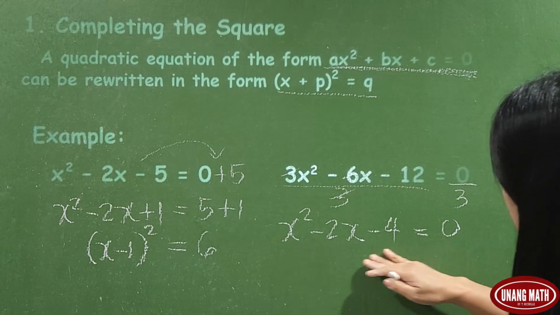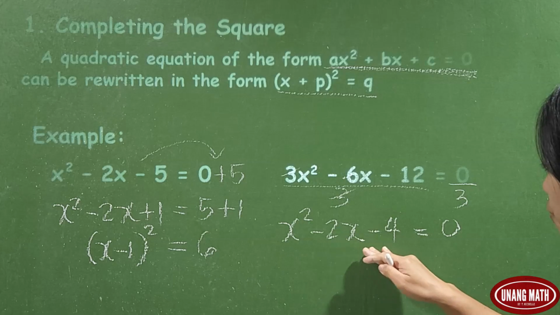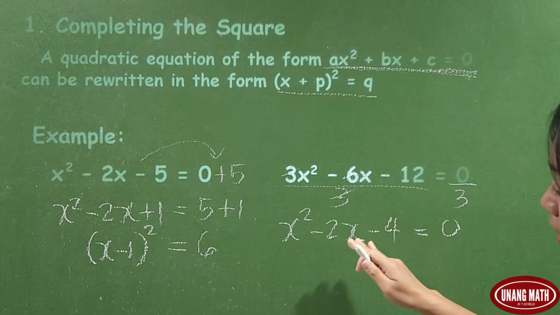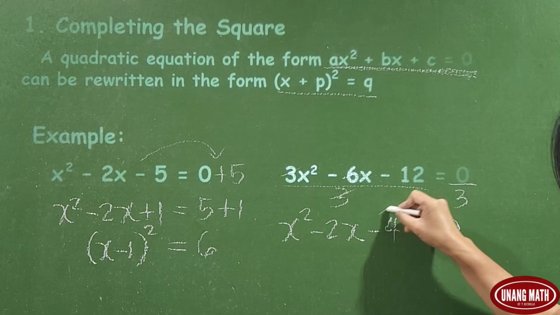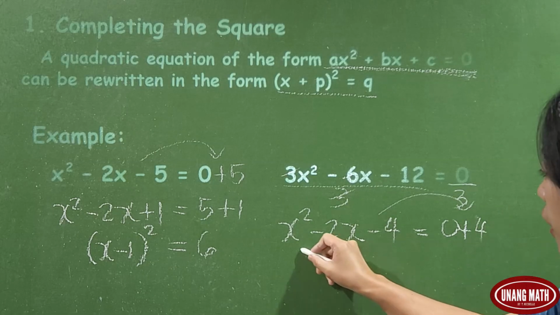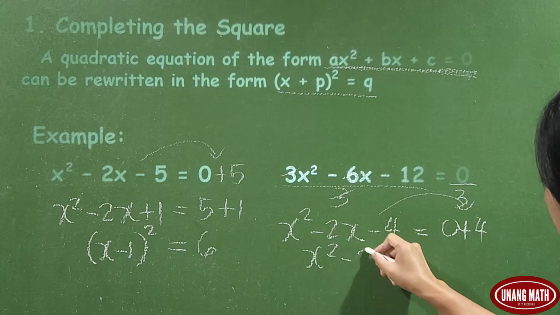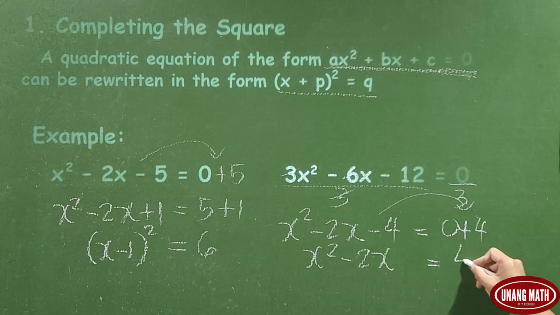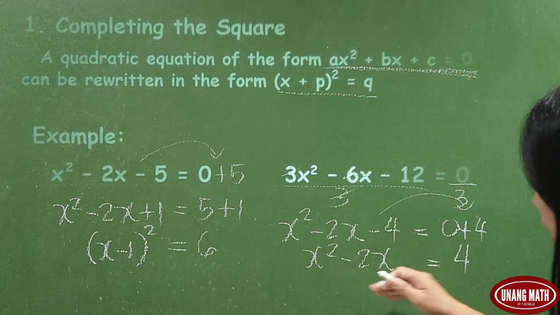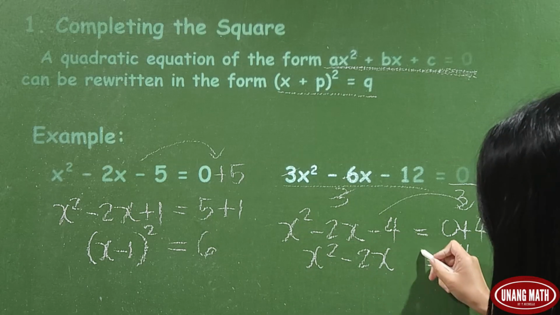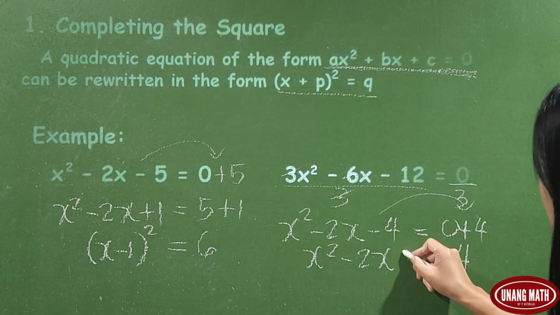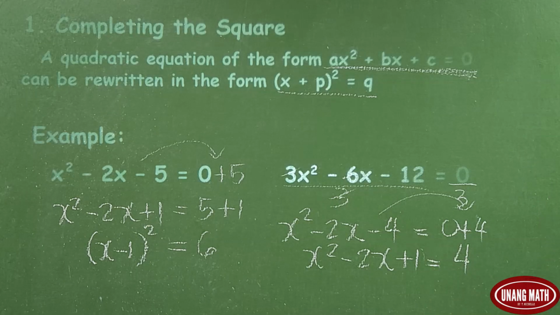Okay, this expression here on the left side, x squared minus 2x minus 4, is not a perfect square trinomial. So to make this a perfect square trinomial, move negative 4 to the other side. So this becomes plus 4. So we have x squared minus 2x, and this is equal to 4. Okay, it's time to turn this into a perfect square trinomial. So we are looking for this constant number. So negative 2 divided by 2, negative 1 squared. So it means this is plus 1.